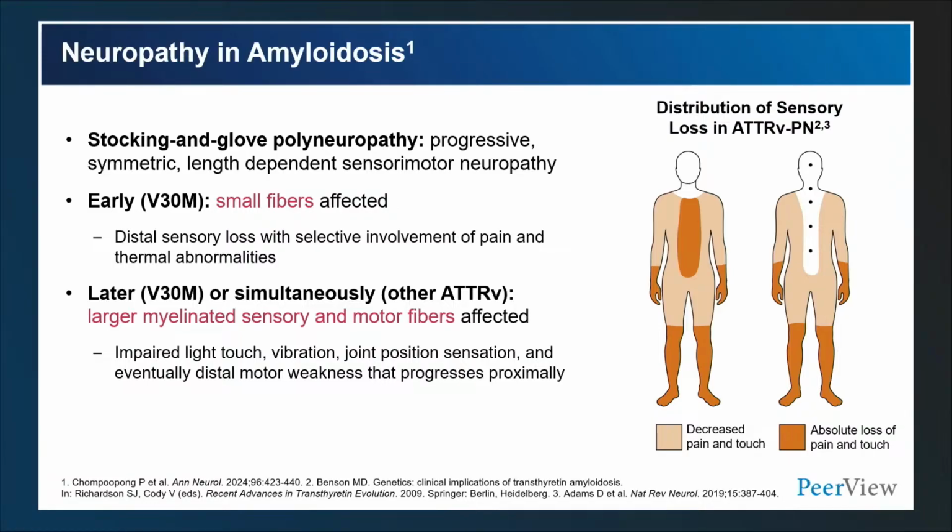Later, you have your larger myelinated sensory and motor fibers affected, and that's going to impair your light touch, vibration, joint position sense, and eventually motor weakness. These patients left untreated, especially in aggressive neurologic forms, can end up in wheelchairs with extreme disability requiring assistive devices to walk.